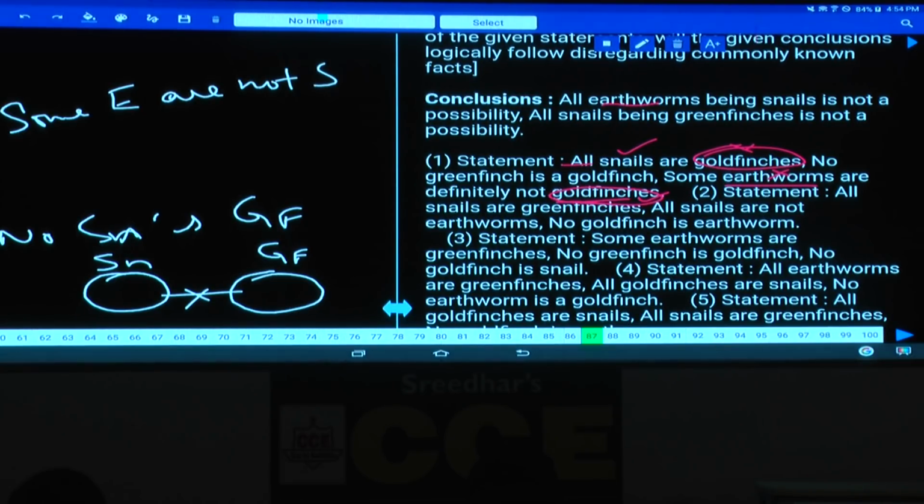And with the help of this one, all snails are greenfinches. All snails are greenfinches. All earthworms are snails. Is it possible? Not possible, because there are some earthworms which are not snails is true. As there are some earthworms which are not snails is true, all earthworms are snails will be false. It's complementary. Complementary will be false because I have proven some earthworms are not snails. Done?